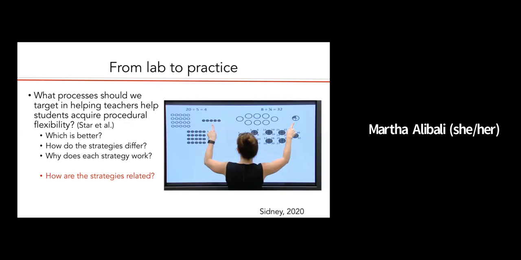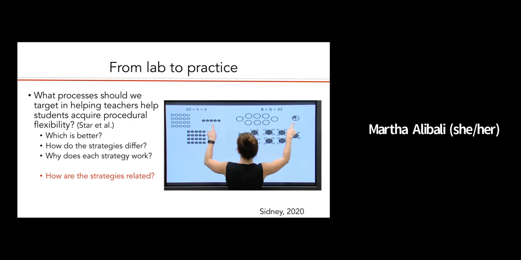And finally, I just want to raise a question about this idea from lab to practice, which was one of the themes that we wanted to bring out in this symposium. We've thought here today about what processes we should target in helping teachers and students acquire procedural flexibility. And the intervention that John talked about had lots of different components. Students discussed which is better, how they're different, why each strategy works.